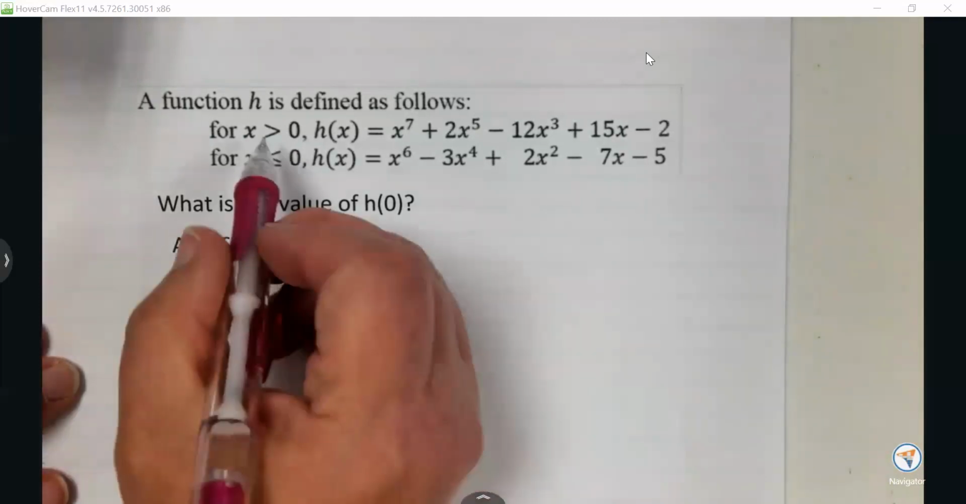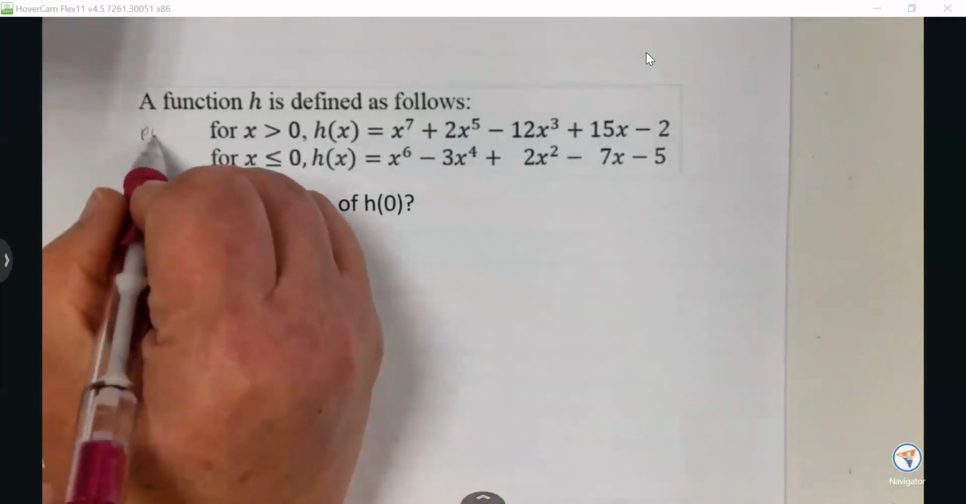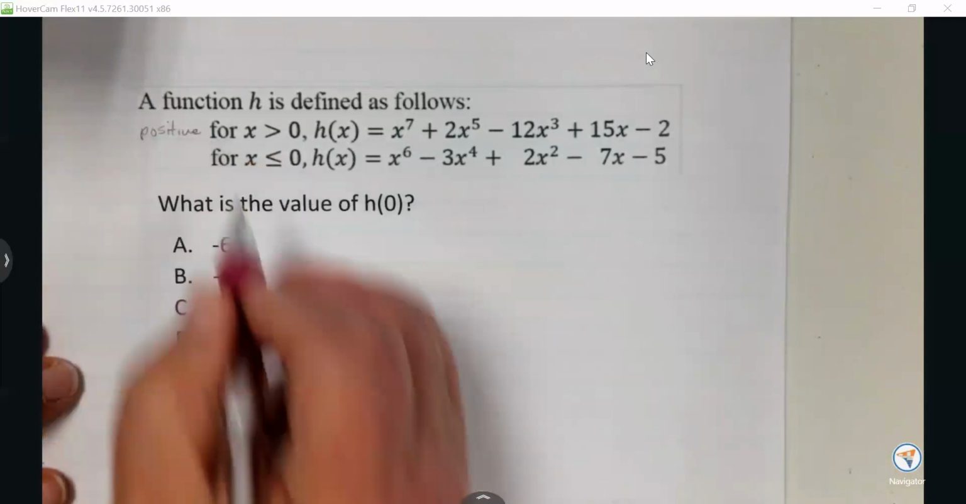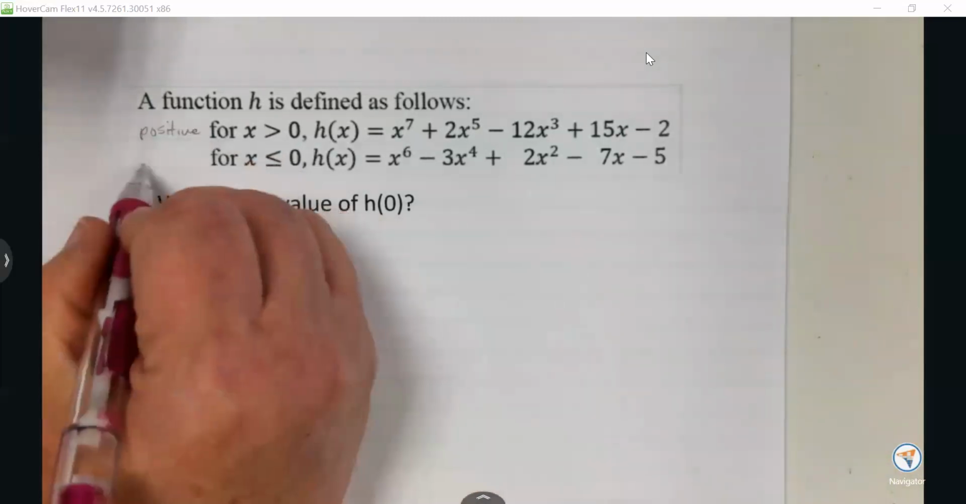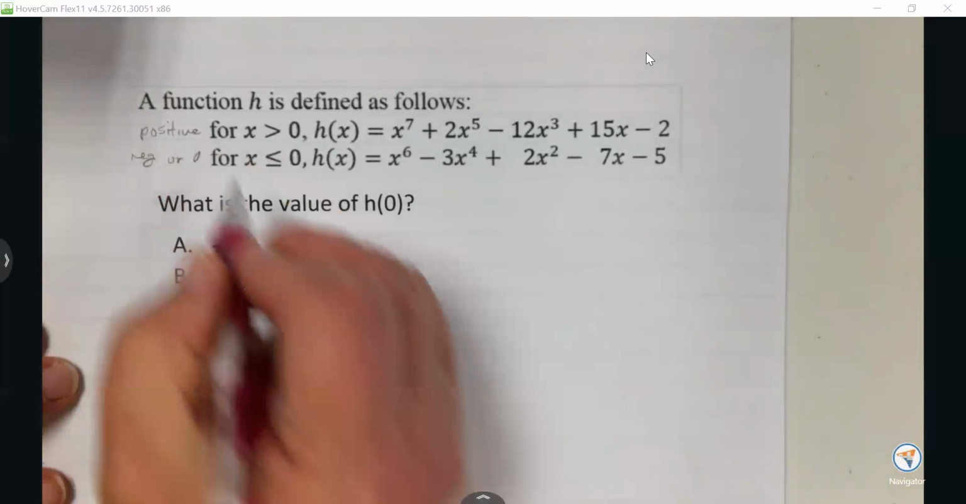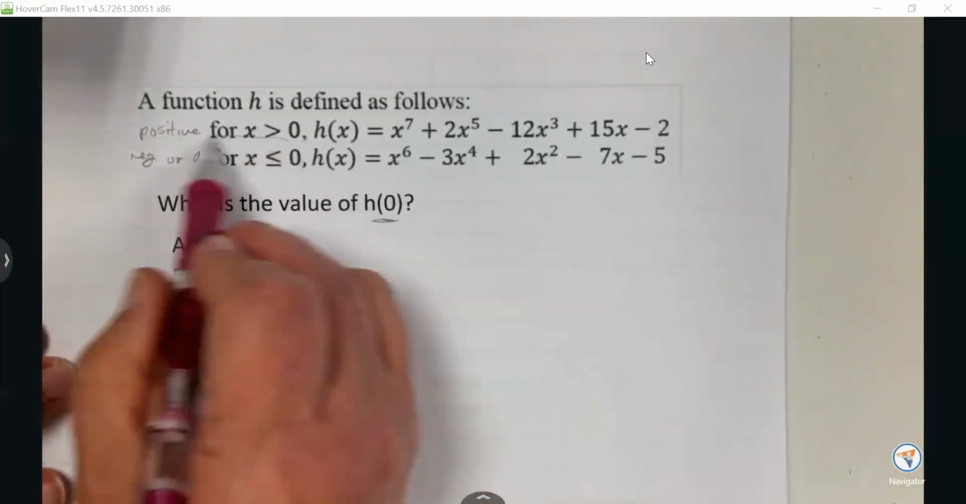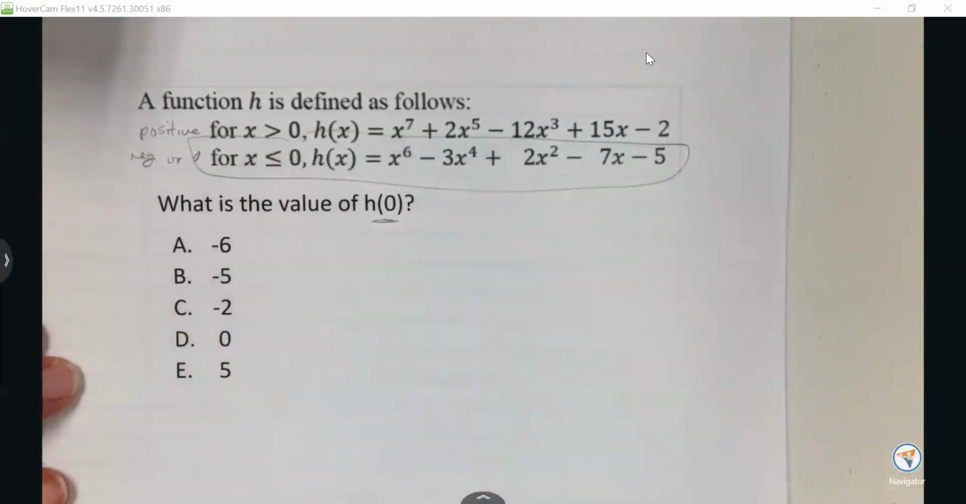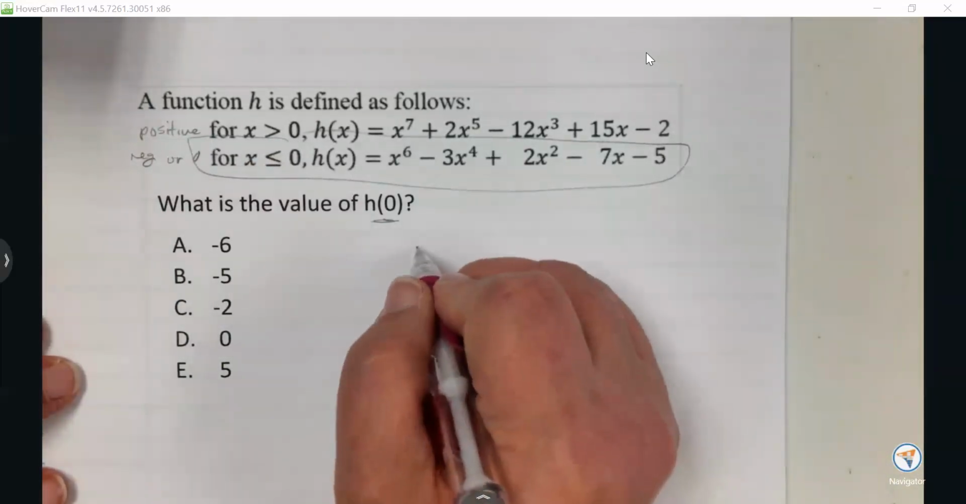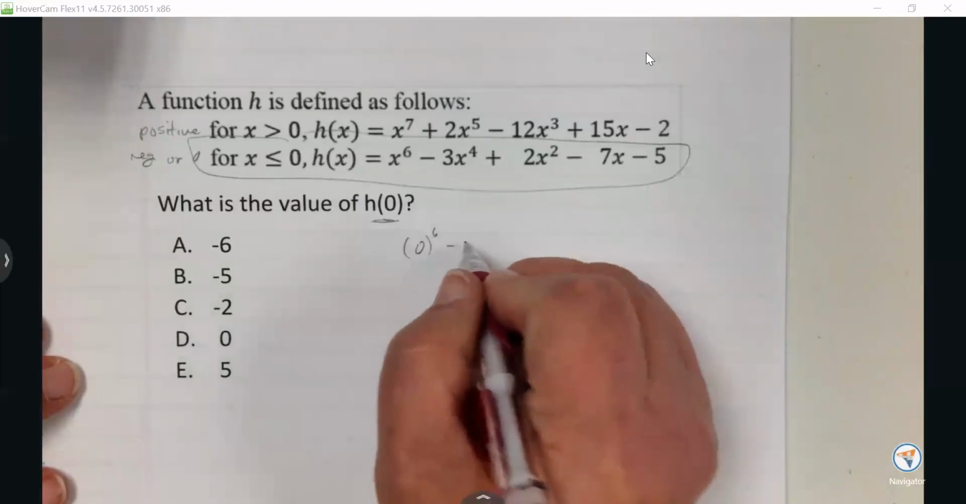Okay, so like the other one, if x is greater than 0, that's numbers that are positive that I will substitute in. For less than or equal, that's negative or 0. And in this case, I do want 0. So again, I need this bottom polynomial. So I'm going to evaluate it at 0, which means I'll substitute 0 in wherever x is.